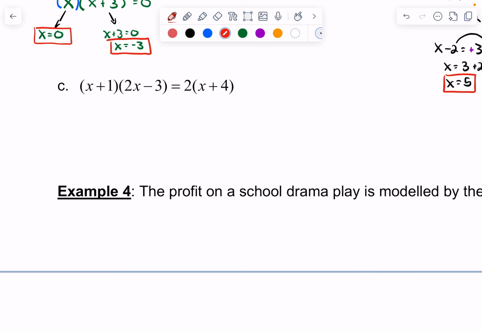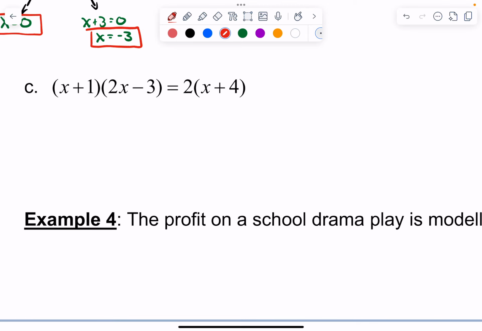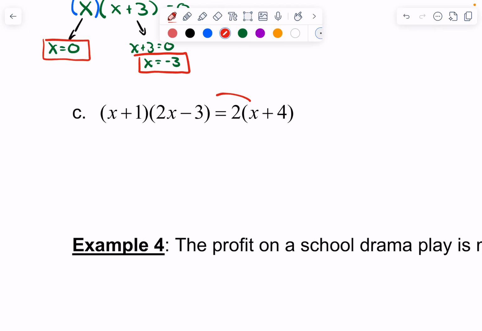Well, this looks pretty tough. This is neither in factored form nor standard form, because first off, none of the sides is set to 0. We know we need to have it equal to 0 on one side. So let's do that. Let's first bring this over here. Remember, this is actually all one big term. This is all being multiplied by itself.